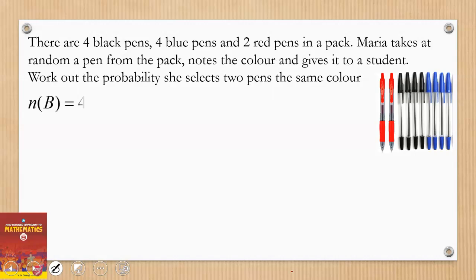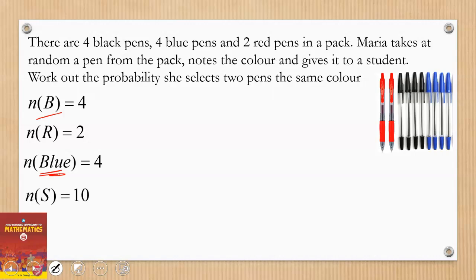Okay, so here we have number of blue pens, or rather number of black pens. Let me use B for black pens. Number of red pens is 2, and number of blue pens is 4. Because we have B twice here, I'm going to write the blue as blue, and the first B becomes the black. Now, the sample space is going to give us 10, because we are looking at 4 plus 2 plus 4.